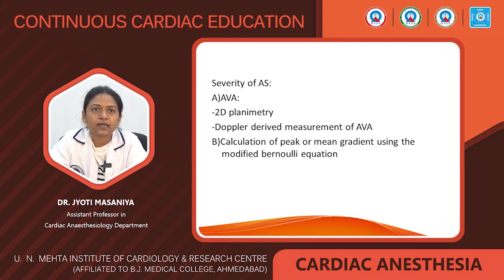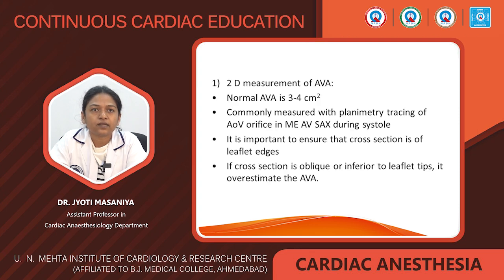There are two main techniques for determination of the severity of aortic stenosis. One is calculation of the aortic valve area, and the second is calculation of the peak or mean gradient using the modified Bernoulli equation. Aortic valve area can be calculated by 2D planimetry or by Doppler-derived measurement of the aortic valve area. First, we will discuss the 2D measurement of the aortic valve area.